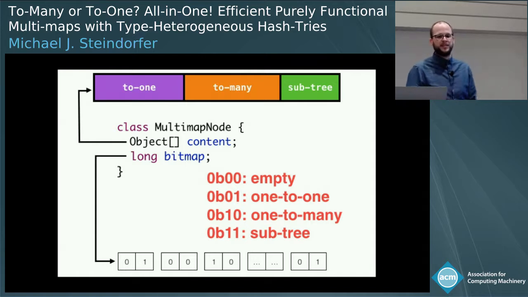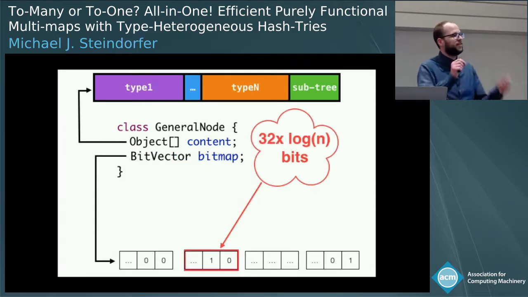So if you generalize that, let's say I do not want to just differentiate between different internal representations of a multimap. You can say, well, you can use a bitmap there and use log n bits for n different types that you would like to encode.